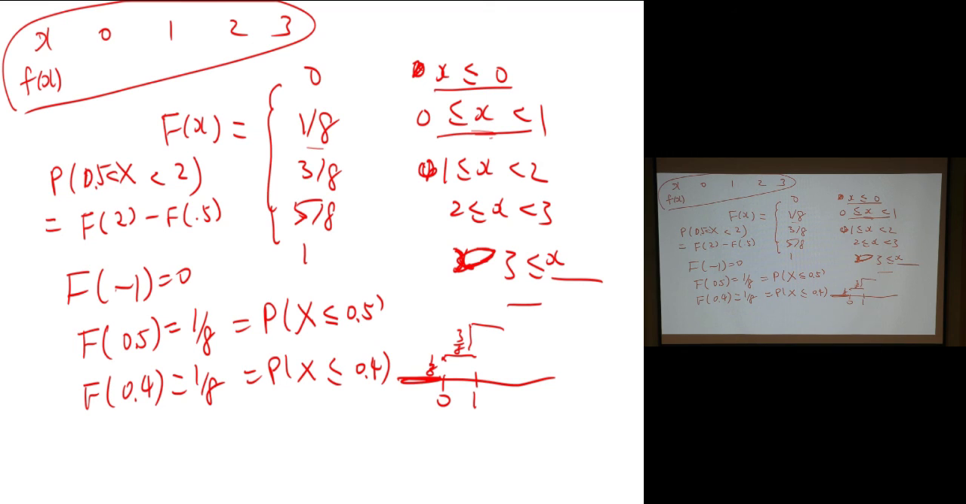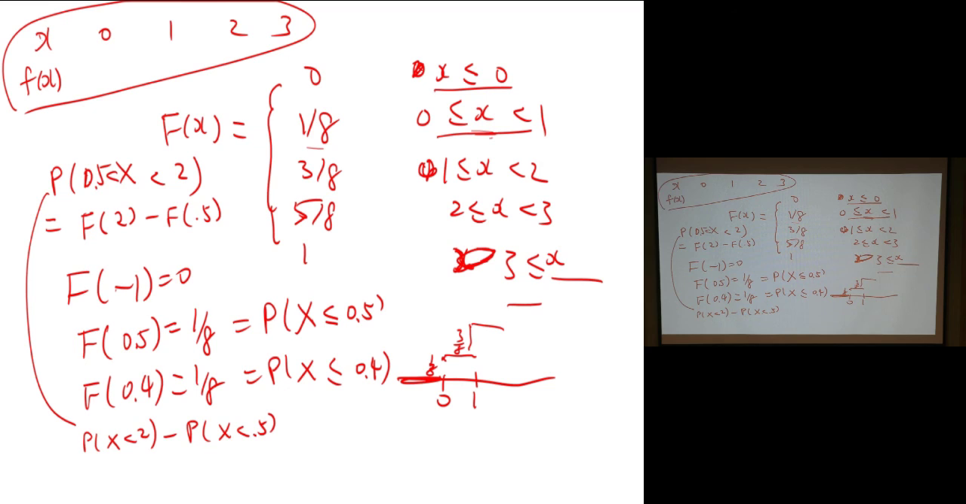Cumulative probability until you reach and equal to 2, subtract the part that it reach up to 0.5. Is it equal to this one? It's very clear whether it's equal or not. This means probability of x less than 2 minus probability of x less than 0.5. Correct or not? No.